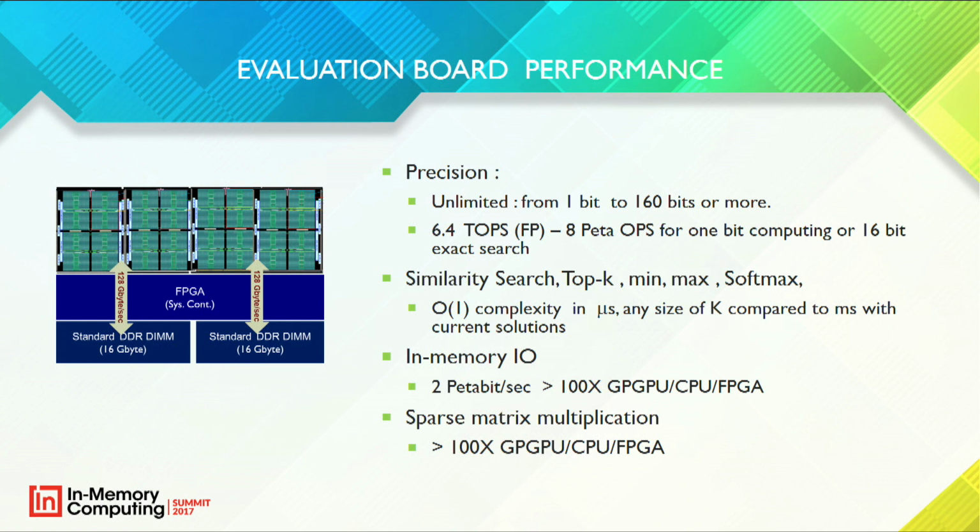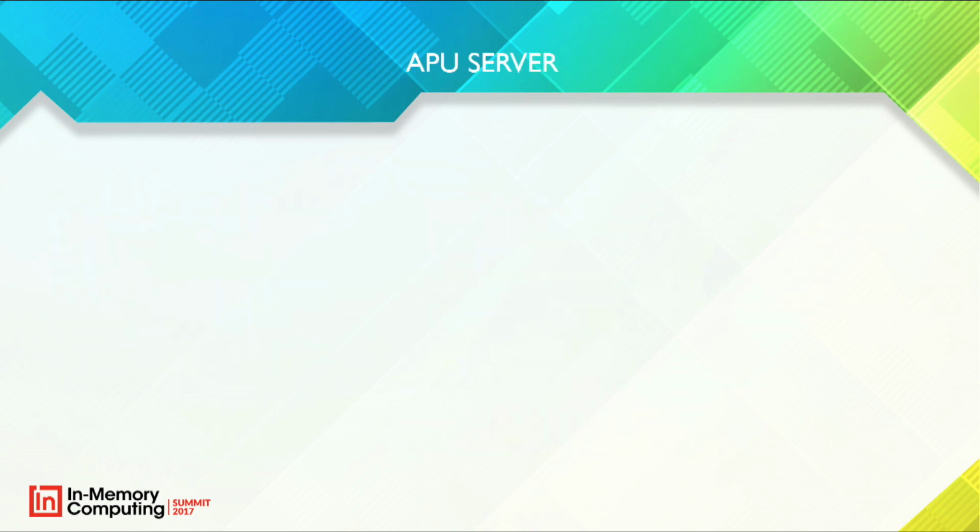We can do a similarity search, top K. We can do it in O(1) complexity. If we want to find the top 10 or top 10,000, it takes a few microseconds. It doesn't matter what the size of K is. In memory I/O, inside the memory cell, there is 2 petabit per second internal bandwidth. It's orders of magnitude more than any other compute. And of course, sometimes we want to do recommendation, which is just a sparse matrix multiplication. This can be implemented very efficiently here.